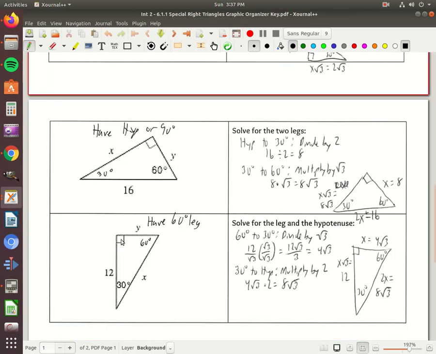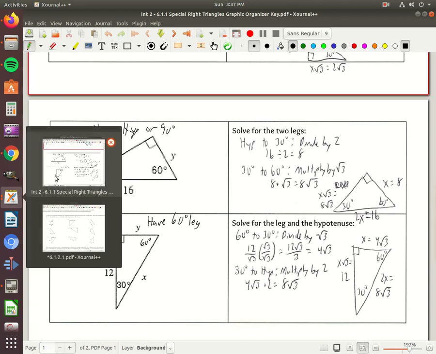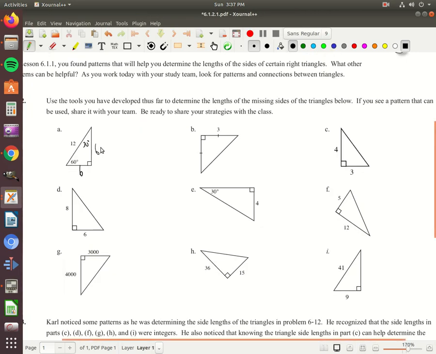And then from there, the next thing I'm going to do is go from 30 to 60. I'm going to multiply by the square root of 3. By the way, I think you'll notice that my actual graphic organizer looks a lot better than the one I made for this video. Anyway, so this will be 6 times the square root of 3. So hopefully you're okay with that.